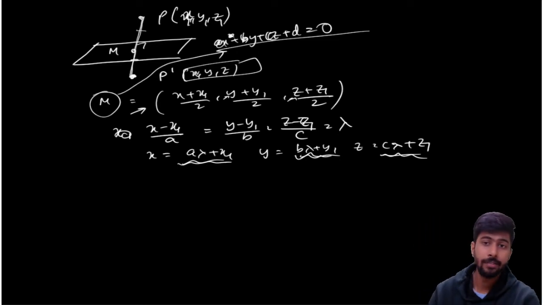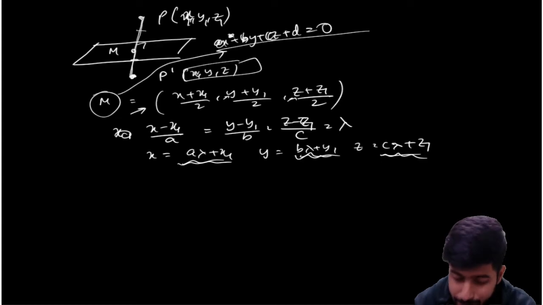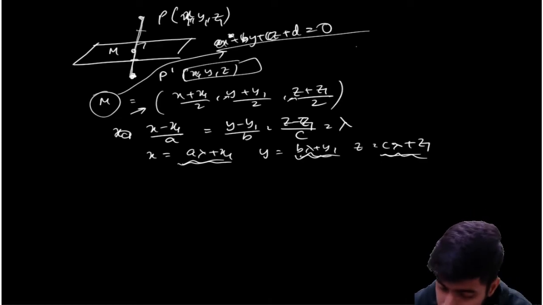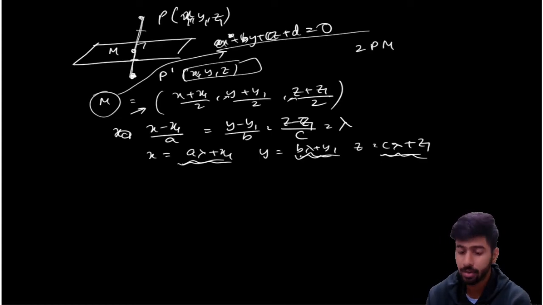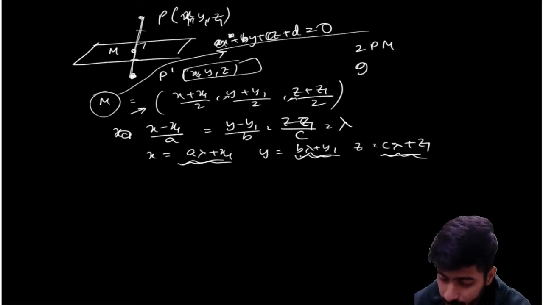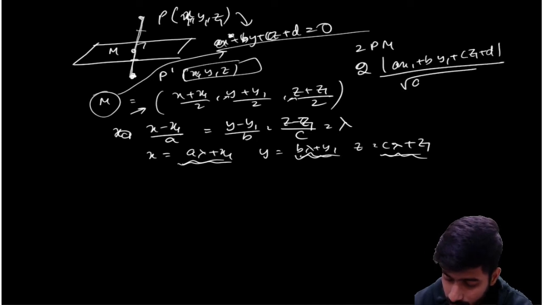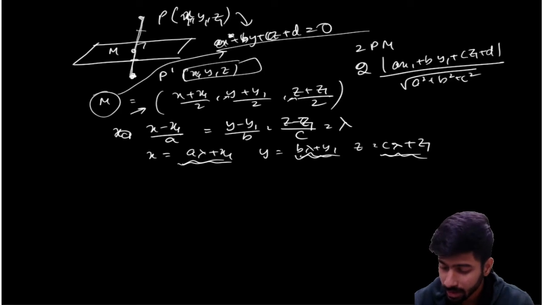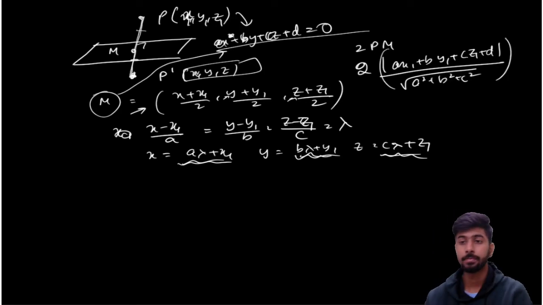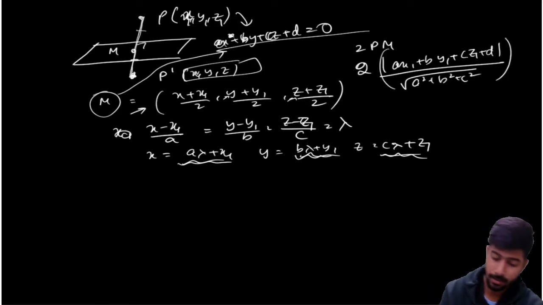So that's how you solve for an image of the point. And if I ask you what is the distance of this point P dash, it is nothing but 2 times PM, right? And PM is something that you already know. It's mod of a x1 plus b y1 plus c z1 plus d, divided by under root a square plus b square plus c square. This is PM, the perpendicular distance. Twice of that is PP dash, right? So it's very, very simple.